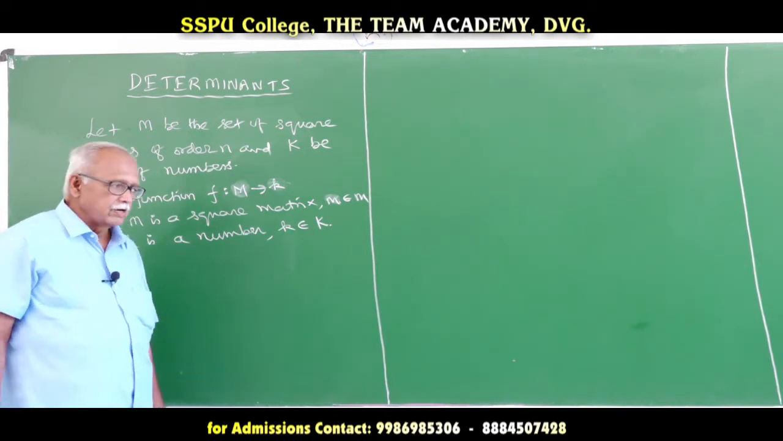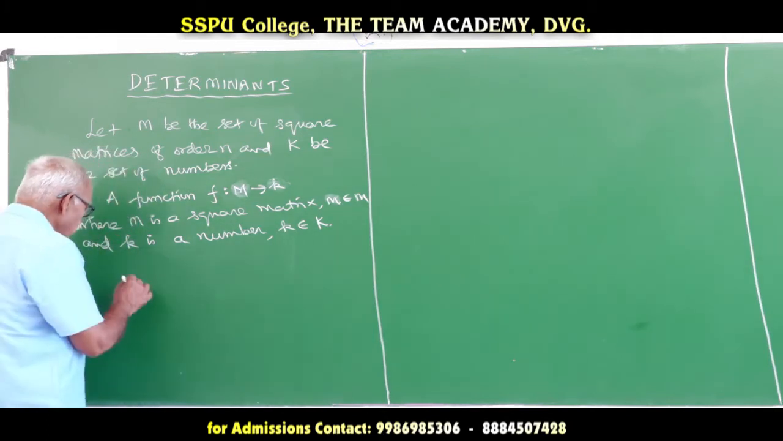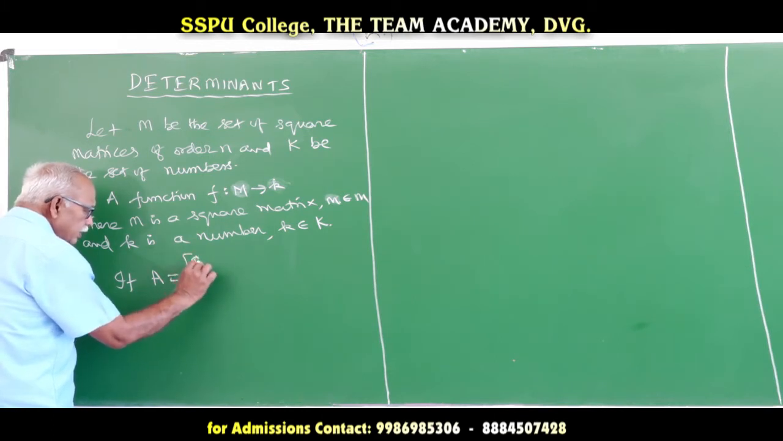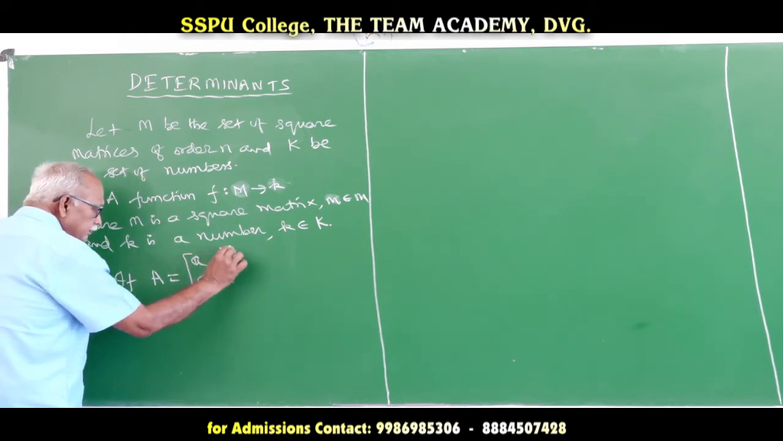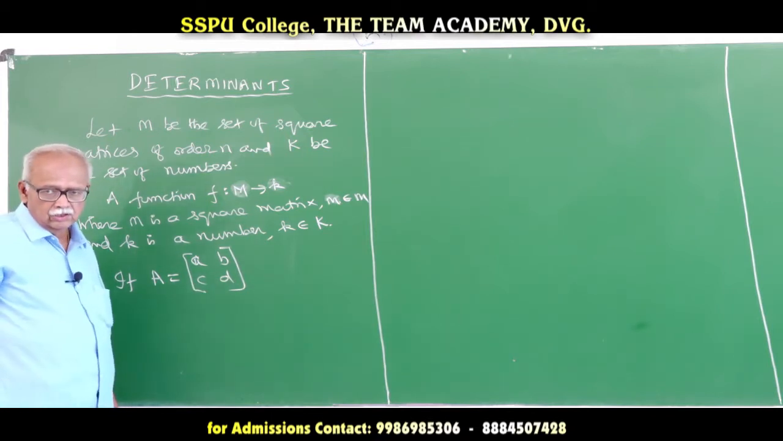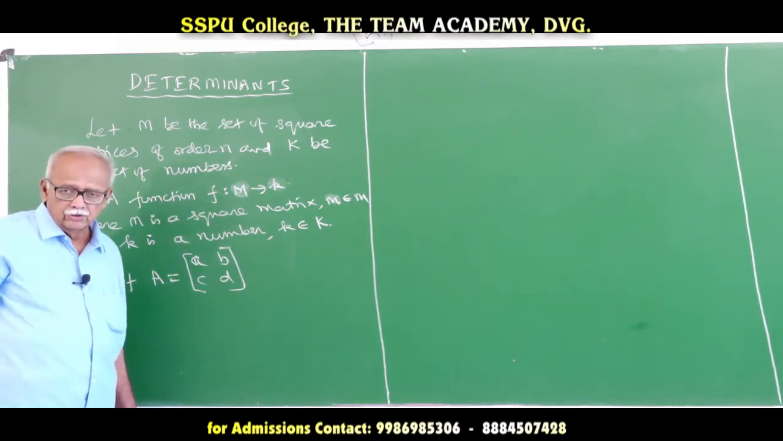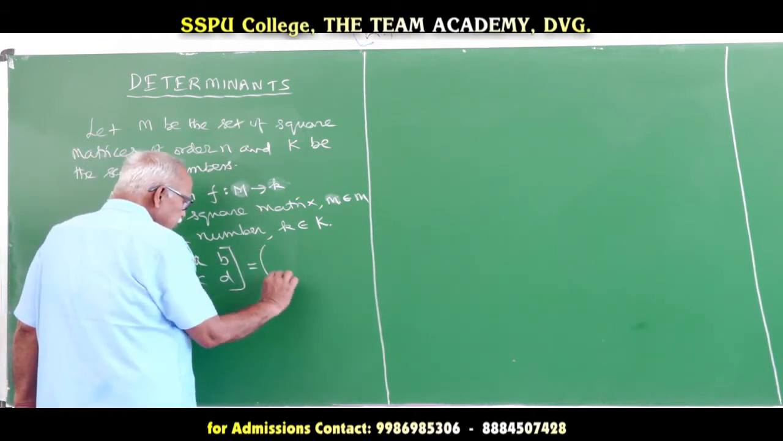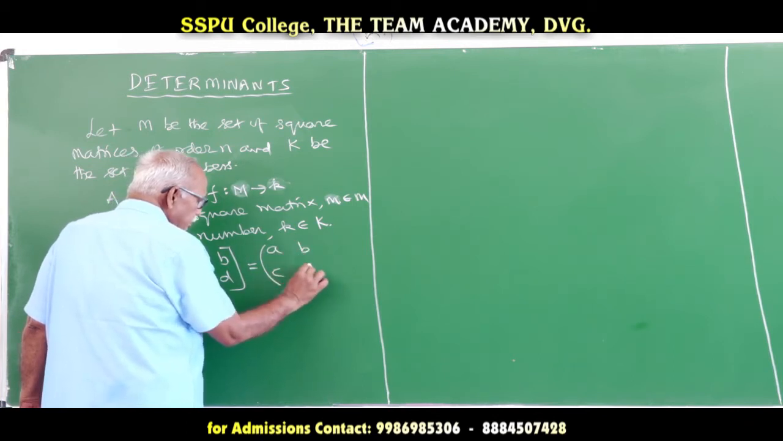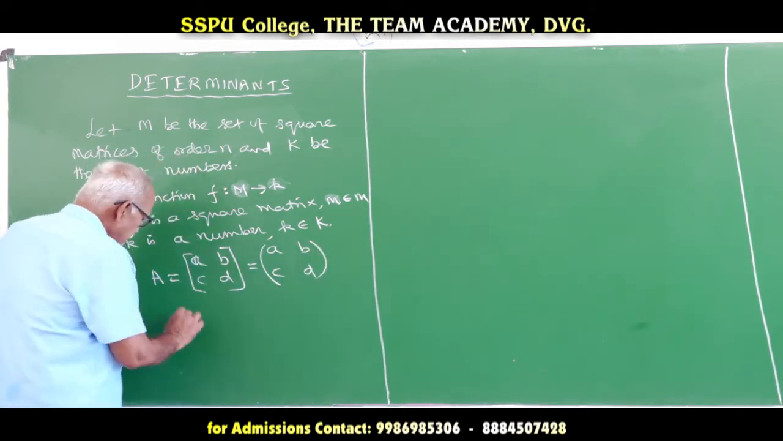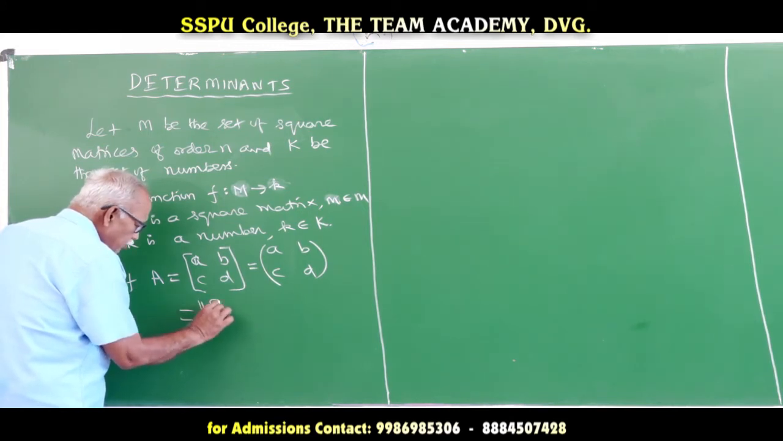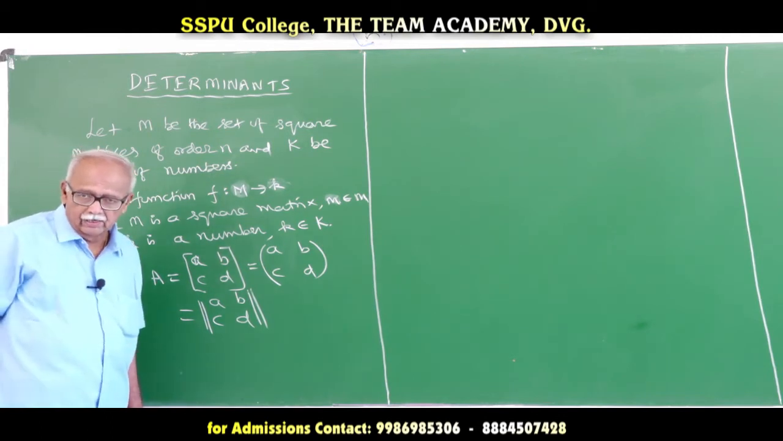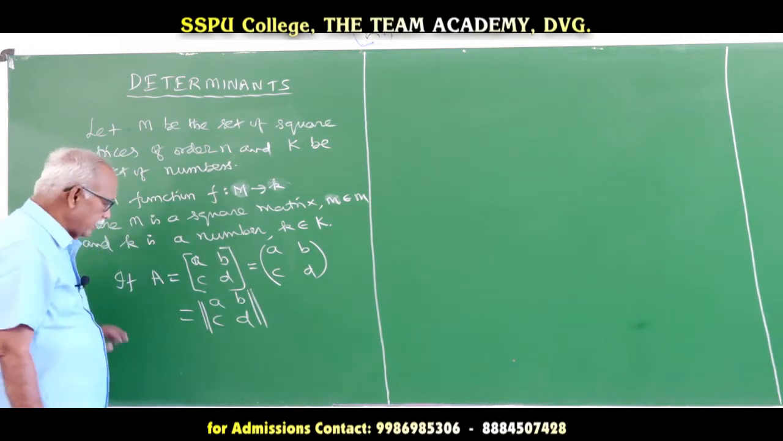So what is the determinant? How is a determinant written? Let us take one square matrix. If A is equal to, see, a square matrix we write in square brackets, or we can put ordinary brackets. What are the methods of writing this square matrix? This is also a matrix symbol, the double vertical line. This is also a square matrix.